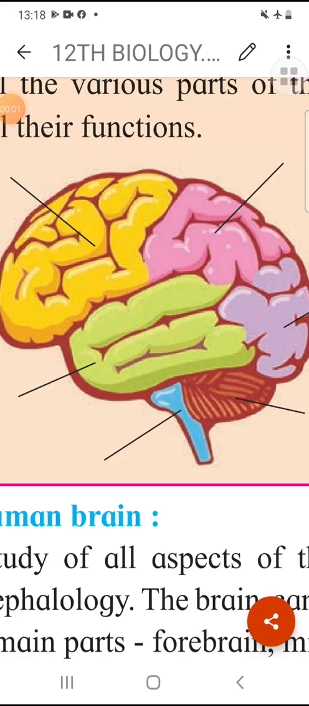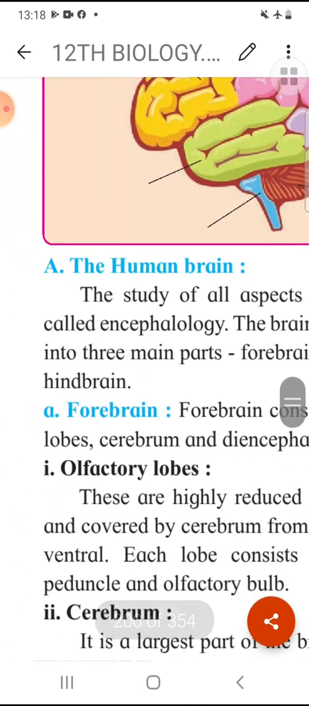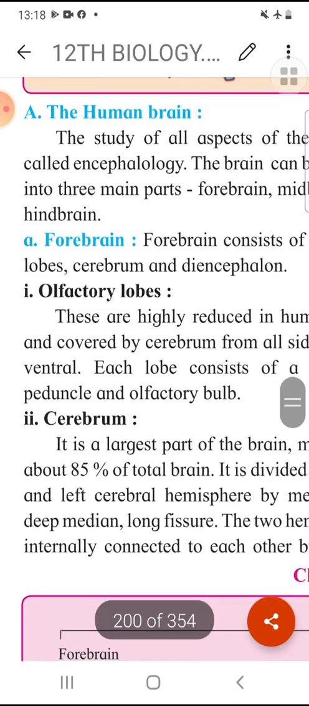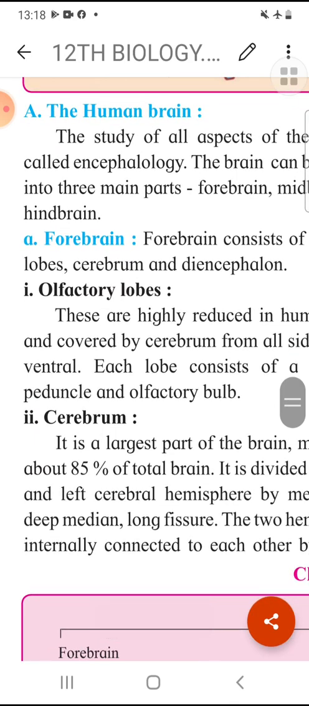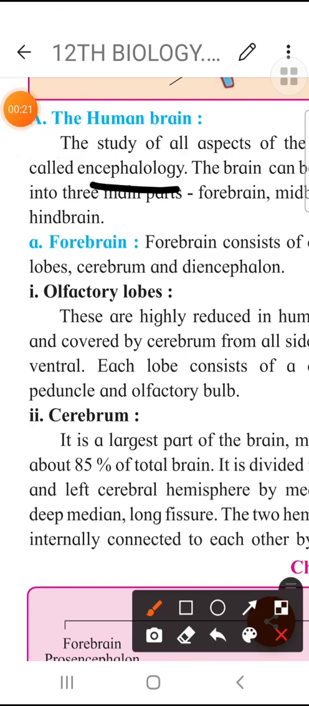Now we'll understand the functional area of the cerebrum. Okay, first we'll understand the structure of the human brain. जब हम ब्रेन की स्टडी करते हैं, so we use the word encephalology. मतलब study of any part or any aspects of brain is called as encephalology.